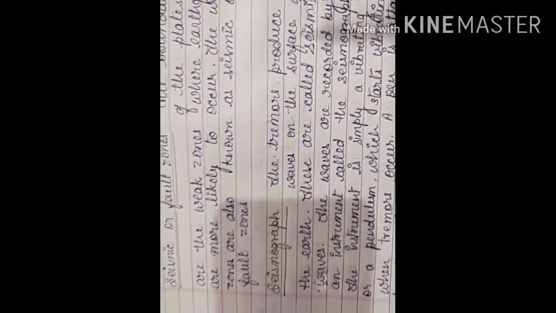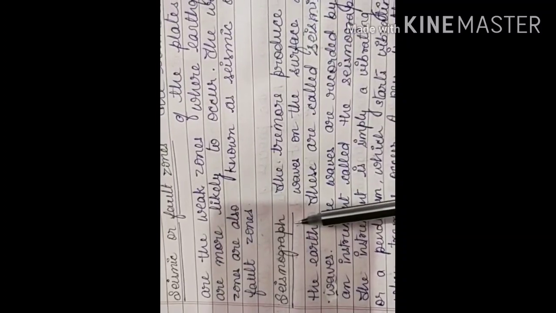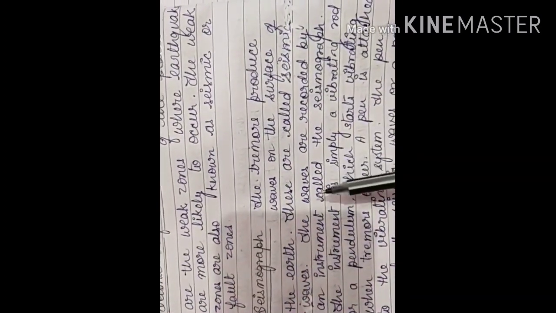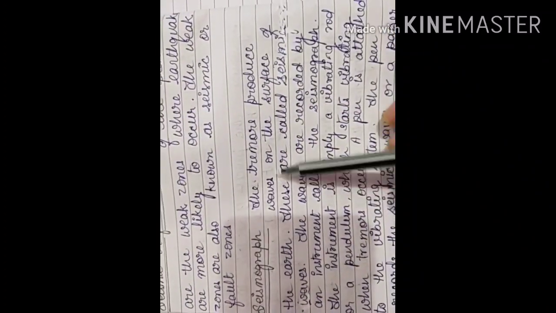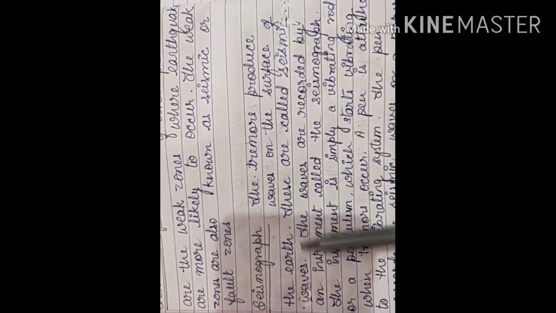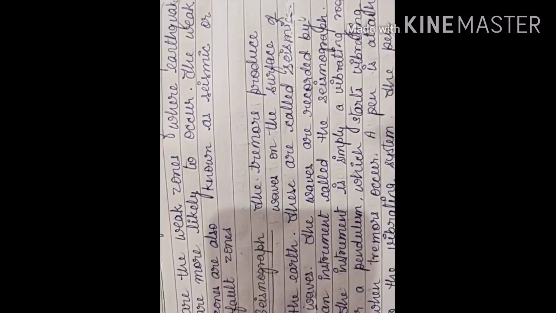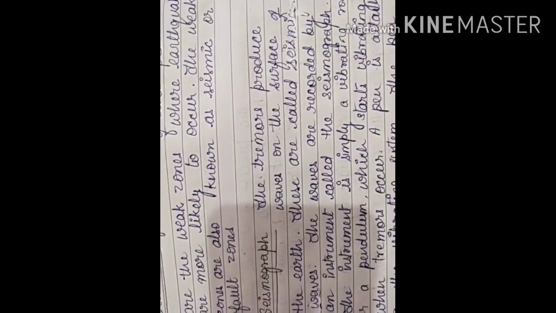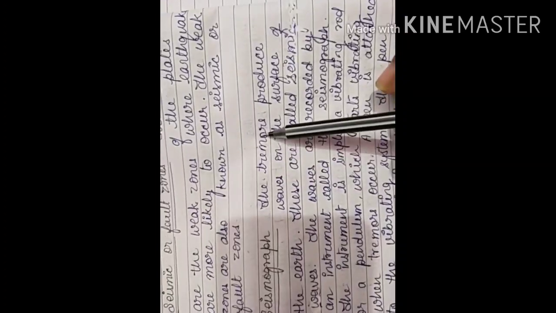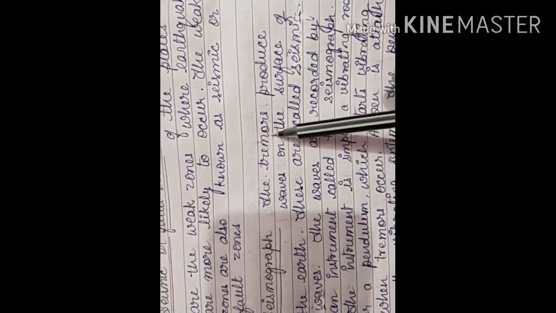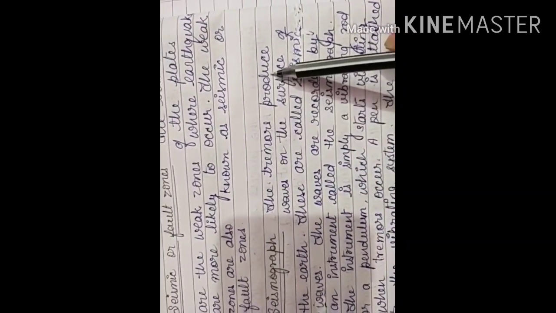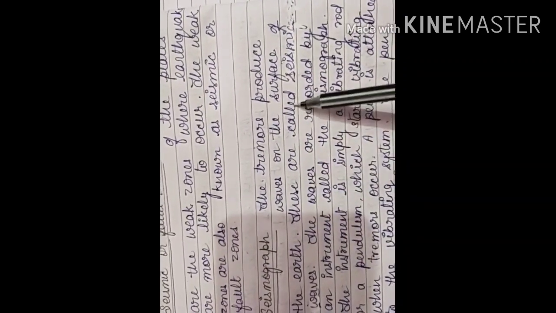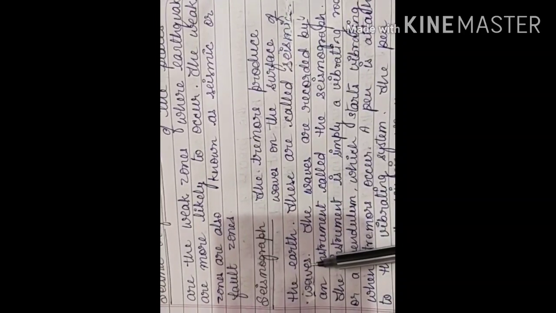Now the next is the seismograph. The tremors produce waves. Tremors means shock. The tremors produce waves on the surface of the earth. I think these lines have a clear-cut meaning. The tremors or shock produce waves on the surface of the earth. These are called seismic waves.